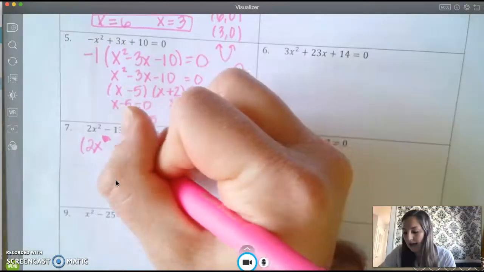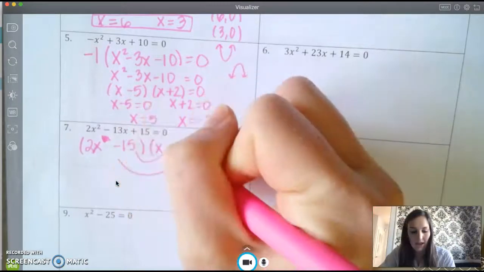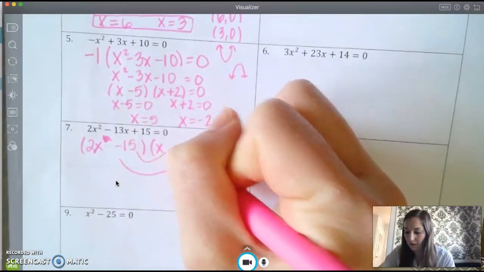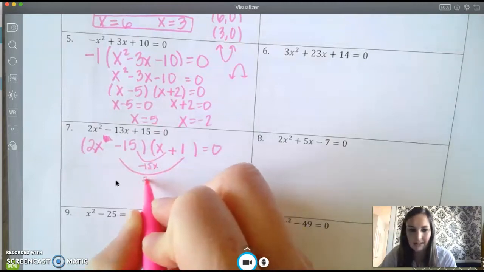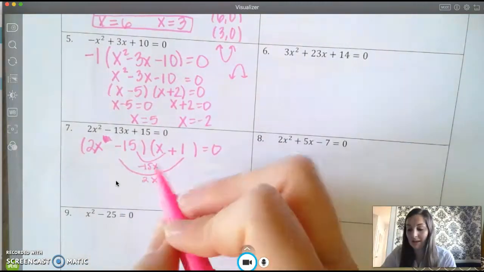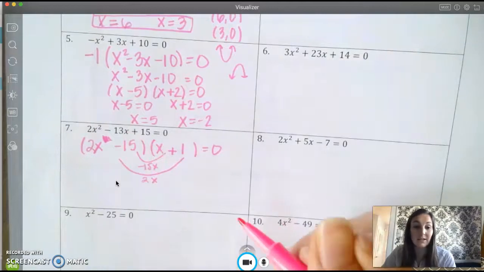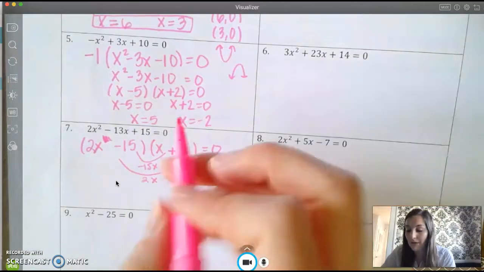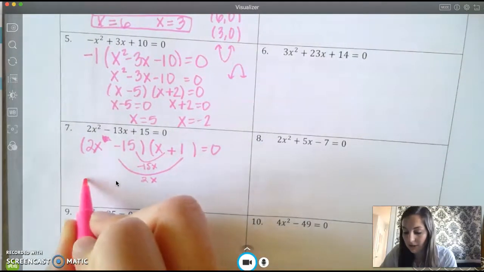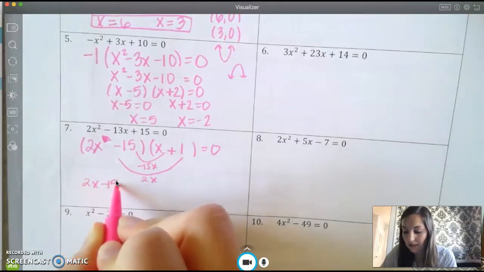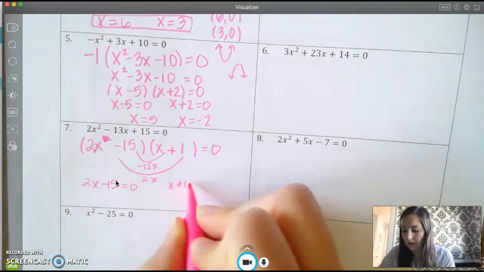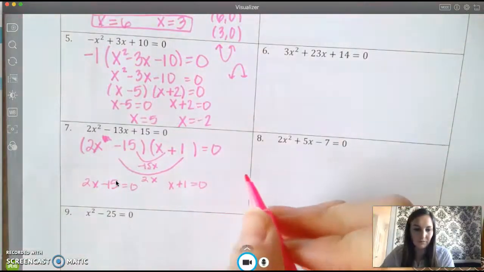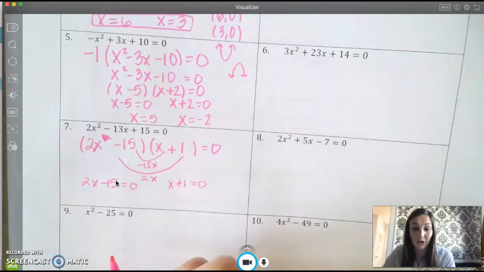Well, if I try negative 15 and a positive 1, I get negative 15x and a positive 2x, which when I add them together, I get negative 13. So I'm good. So now I need to set each of these parentheses equal to 0. 2x minus 15 equals 0 and x plus 1 equals 0. So I need to solve for x.